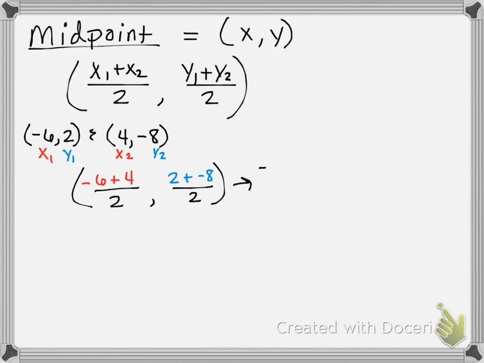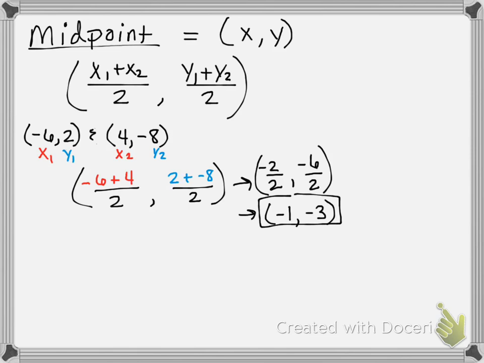That gives us a negative 2 over 2, comma, negative 6 over 2. All right, and lastly, that simplifies to be negative 1 and negative 3. So the midpoint between those 2 points is at the point negative 1, negative 3. Okay, moving on to number 6.